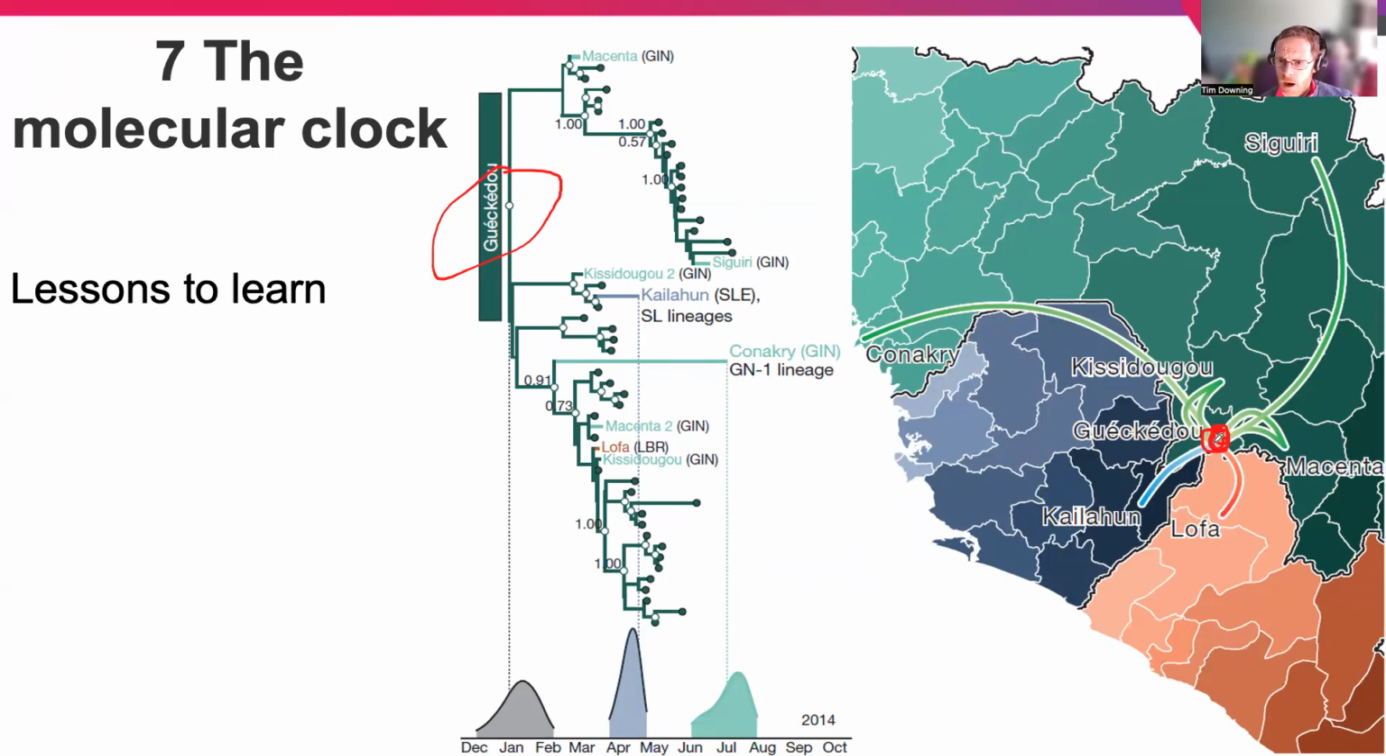And you see this branch going from here, from Guinea into Sierra Leone, Kailahun. That's from there, and then this local one is here. And the question would be, from where did all these transmission chains emerge?